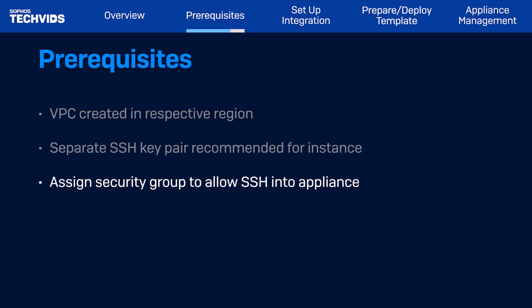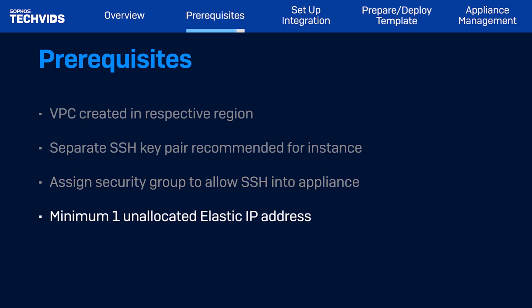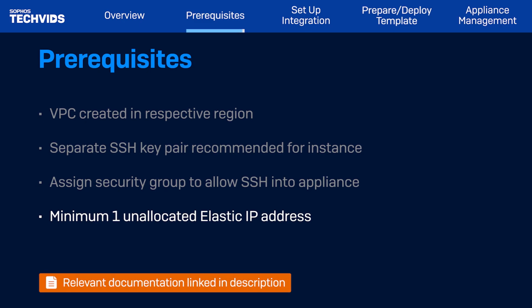We suggest you create a new security group specifically for this. And finally, you need at least one unallocated elastic IP address to use with the NDR management interface. Refer to our linked documentation for further information.